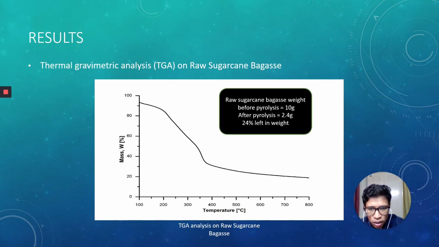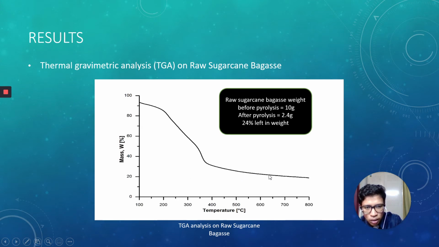As you can see in the graph, last semester I pyrolyzed it at 600 degrees Celsius, which is about 20% of the mass, which is quite the same as the 24% left in weight, almost the same as the graph.